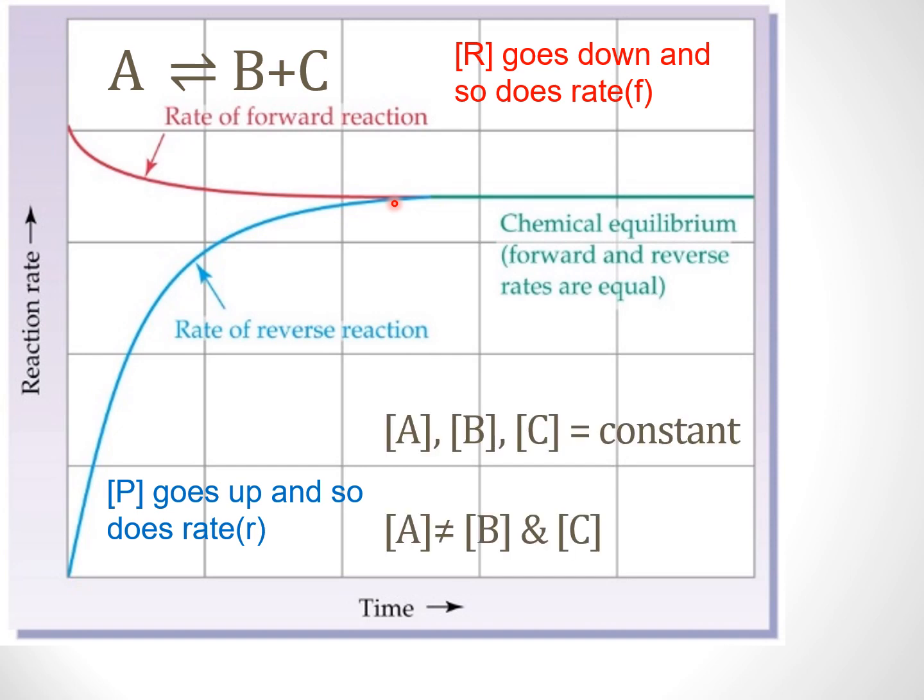At this point, what's equal are the rates of the reactions, not the concentrations. In this case, the concentration of B and C would be the same because they have the same stoichiometric coefficient, but the concentration of A and the concentration of B and C are going to be different.